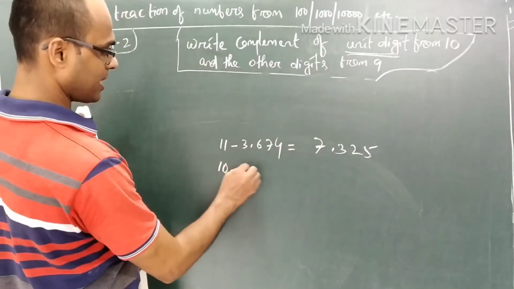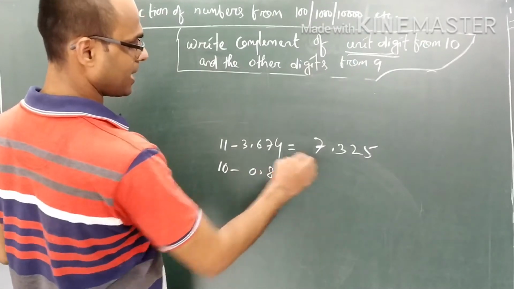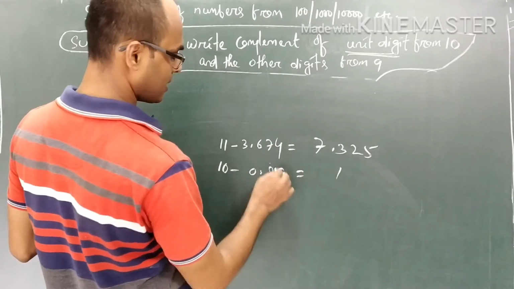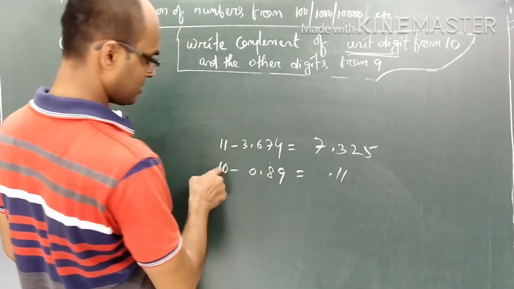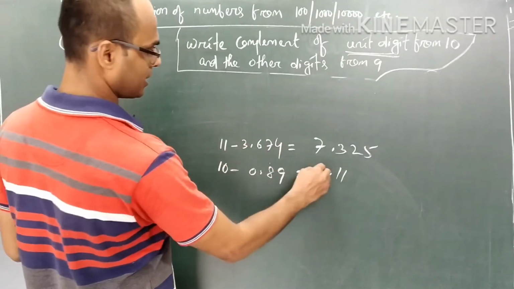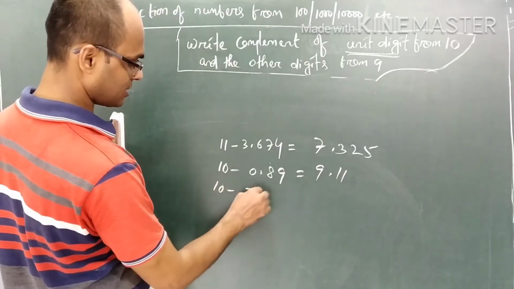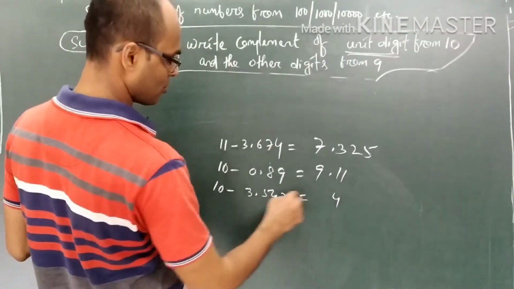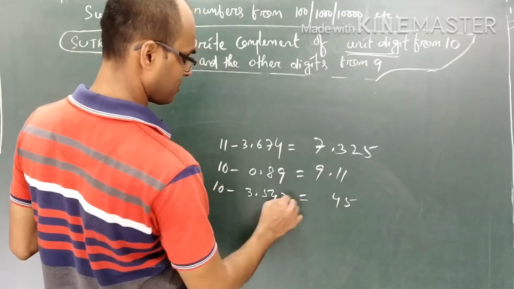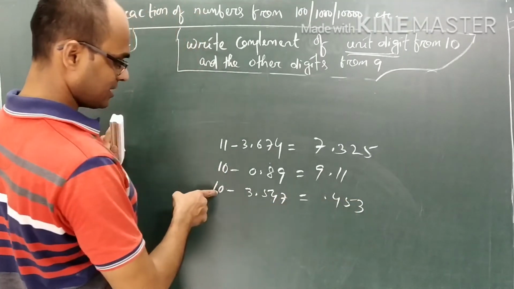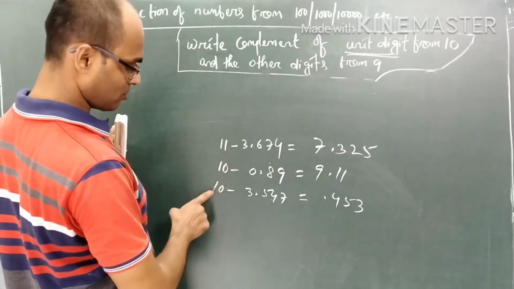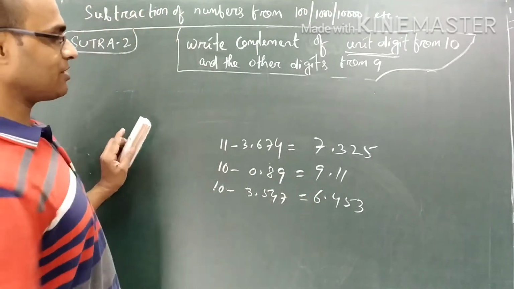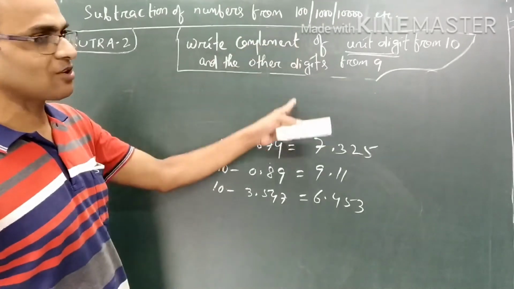Suppose you are taking 10 minus 0.89. Same concept: 9 minus 8 is 1, 10 minus 9 is 1, and from 10 you have taken 1, so 9. Suppose 10 minus 3.547. So 9 minus 5 is 4, 9 minus 4 is 5, 10 minus 7 is 3. Here is 10, you have taken 1, so 9, and 9 minus 3 is 6. This is actually the method behind this, where we are using this concept.